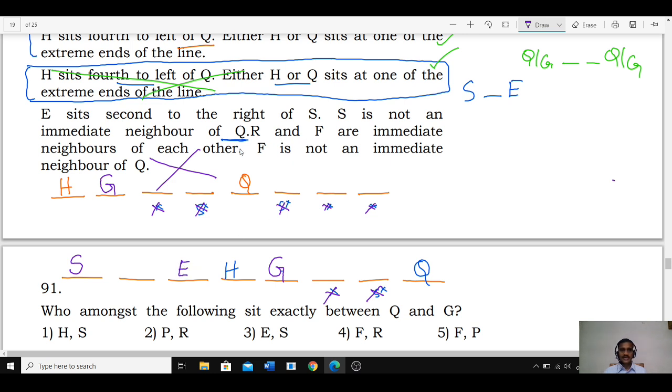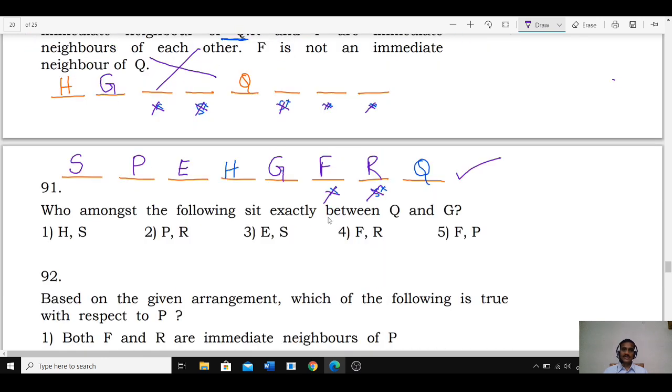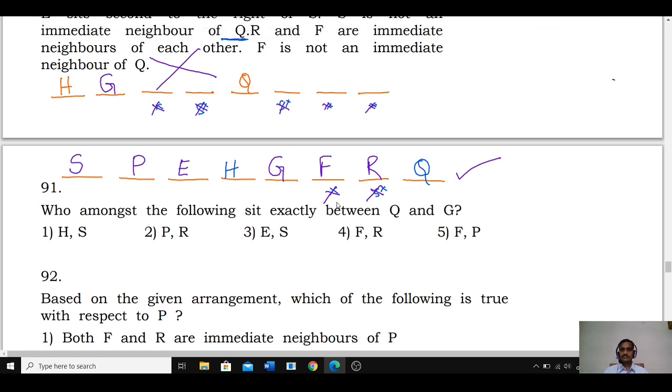And next one, R and F are immediate neighbors. F is not an immediate neighbor of P. F is here. R will be here. Then tell me who is the person left over here. P is the person left over. And this is the information. Final arrangement. Now this is the statement which was missed out. Two persons between Q and G. G is not at the extreme end. And this is about question numbers 91 to 95. Clear now?